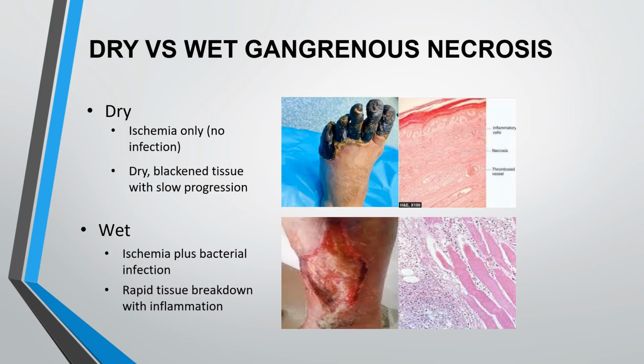Now, wet gangrene. Ischemia plus bacterial infection. There's rapid tissue breakdown, significant inflammation. The tissue becomes swollen, soft, and oftentimes foul smelling. Wet gangrene is more like leaving food out in the heat. Bacteria show up, enzymes get involved, and things fall apart fast. So again, dry equals ischemia only. Wet equals ischemia plus infection plus inflammation.